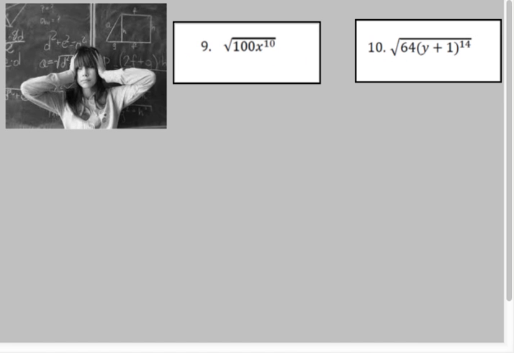Number 9, square root. So the square root of 100 we know is 10. And then it's x to the 10th divided by, well, this is a square root, so it's a 2. So 10 divided by 2 is 5.